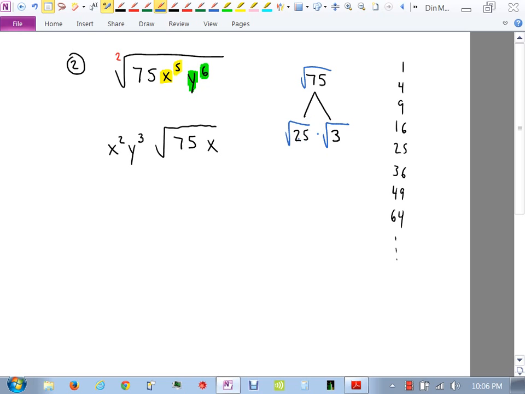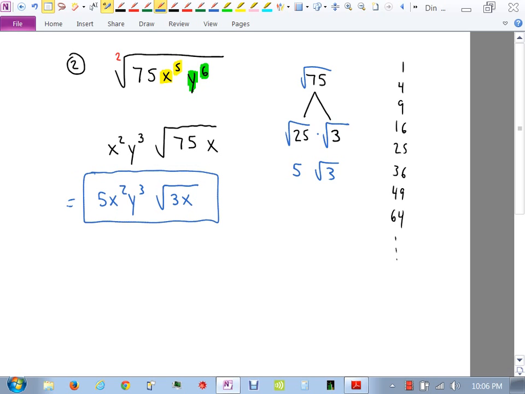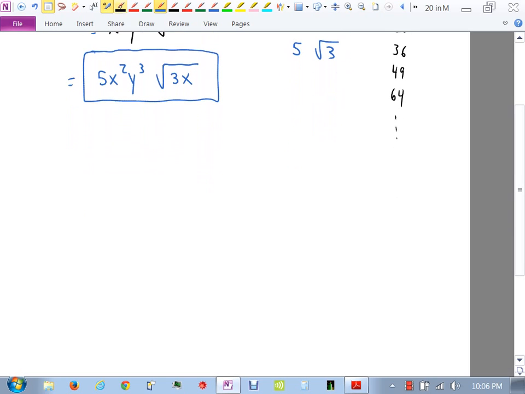And so the square root of 25 is 5, and then the square root of 3 I can't do anything with. So this root 75 is going to turn into a 5. That 5 will come out here with the x squared y cubed. Underneath the root, I will still have that 3 and that x that were in there already, and I'm done. So that's number 2.